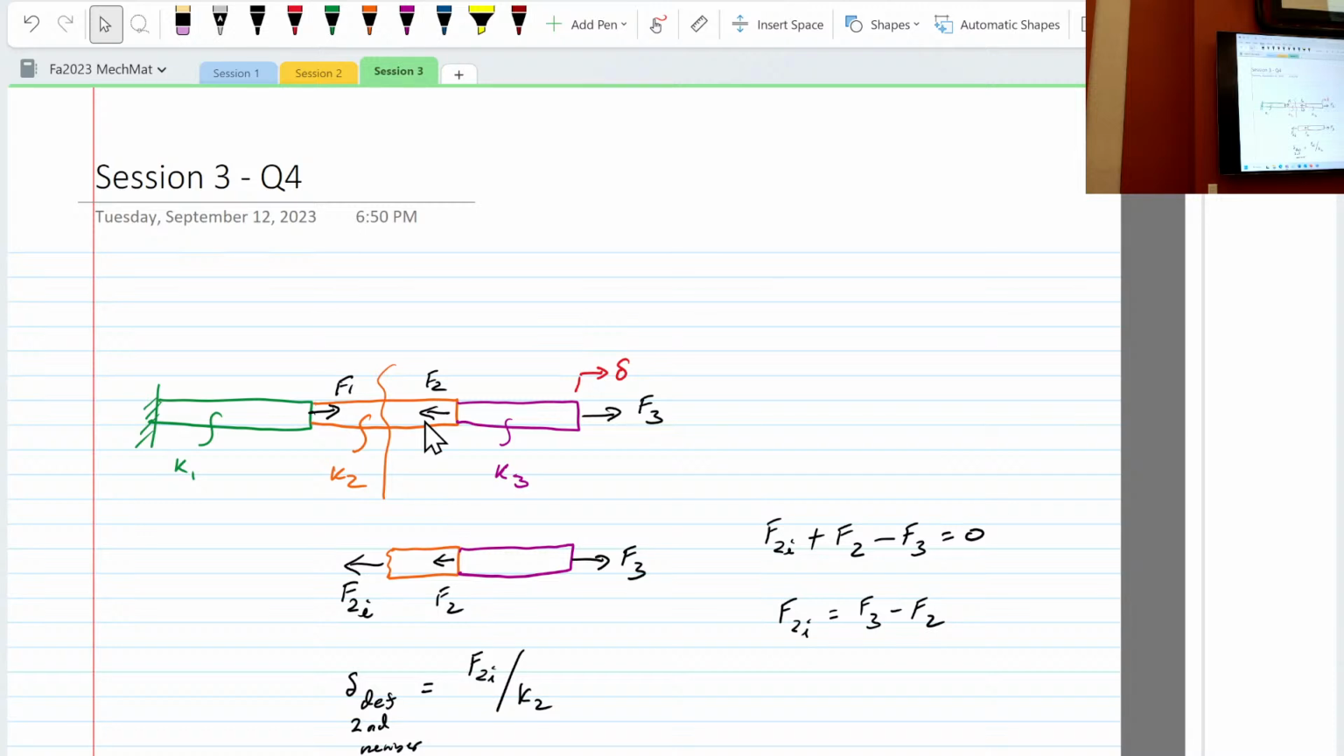So when elongation. You can do that. That's the way to do it.